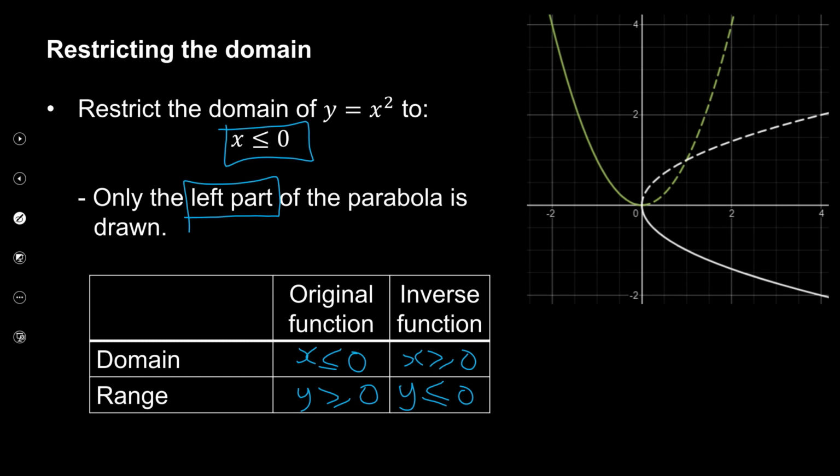So you can see that y is greater than 0 there because it's a positive, and then x is less than 0 because it's a negative. But with the inverse, the y is a negative, hence it's less than 0, and then the x is a positive, hence it's greater than 0.